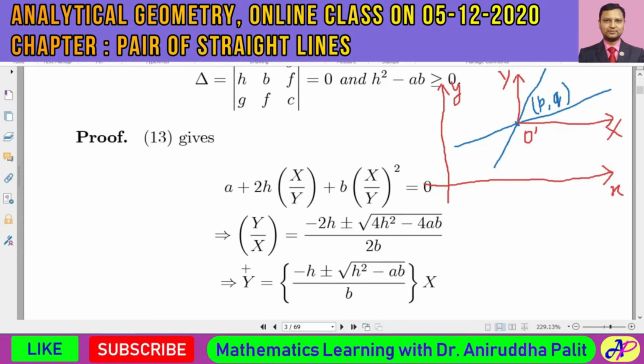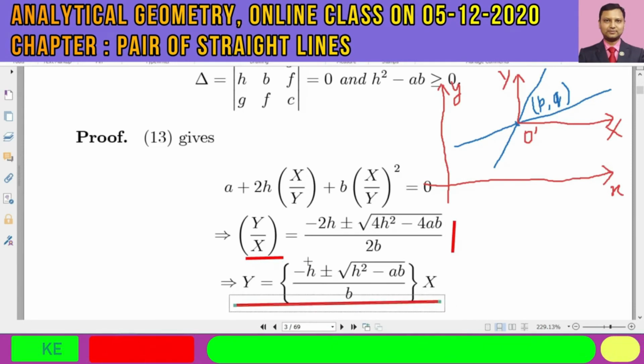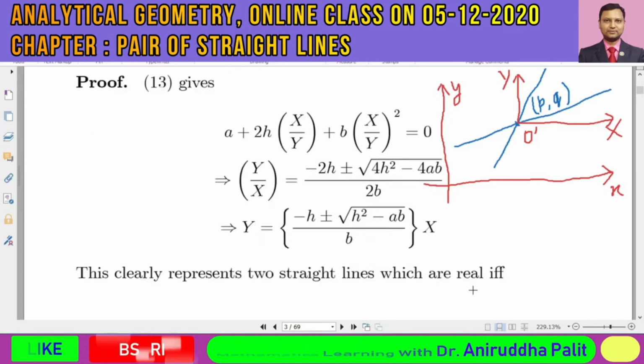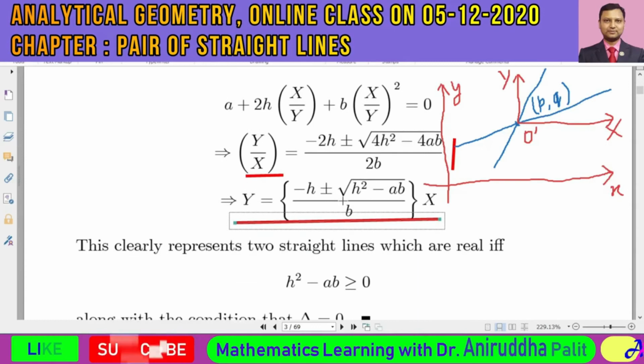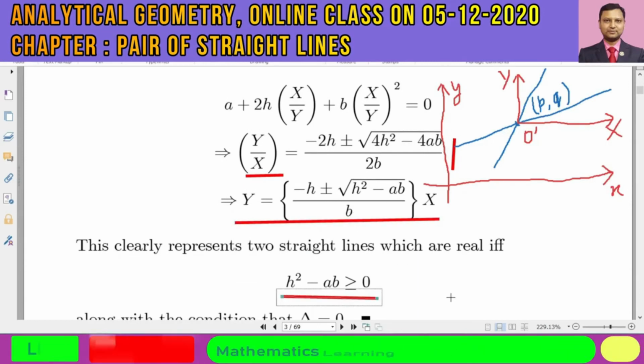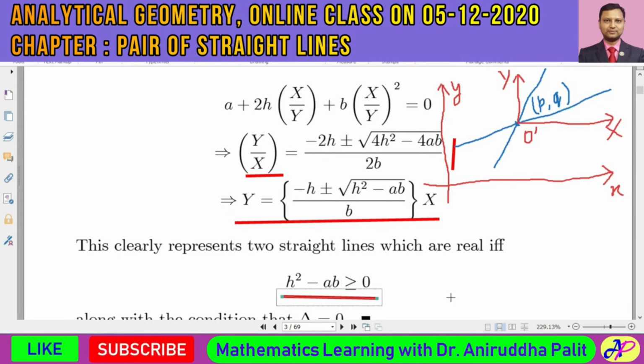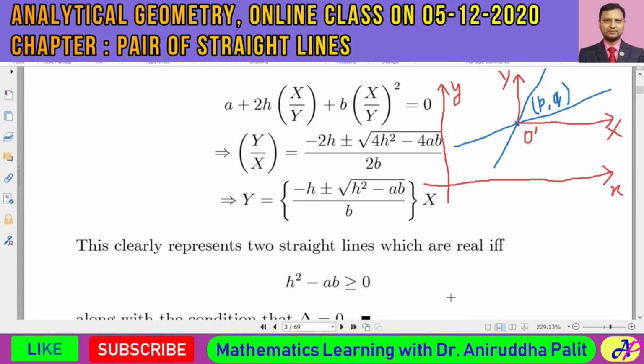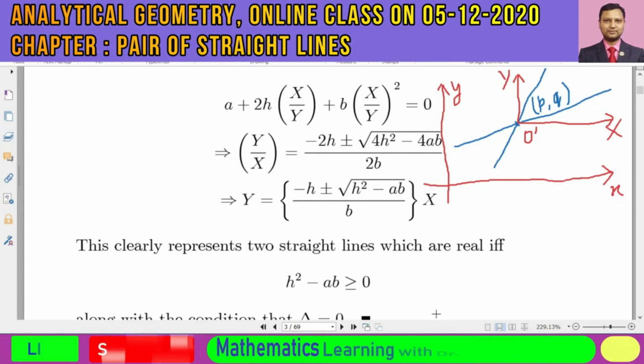Anyway, so ultimately it would be written in this form: y by x is equal to this kind of expression. For the positive sign we will have one value of m, for the negative sign we will have another value of m, and these two m would be real when h square minus ab is greater than or equal to 0. So that is the condition and the result I wanted to discuss over here. Now, do you have any question from this part, from the entire proof?